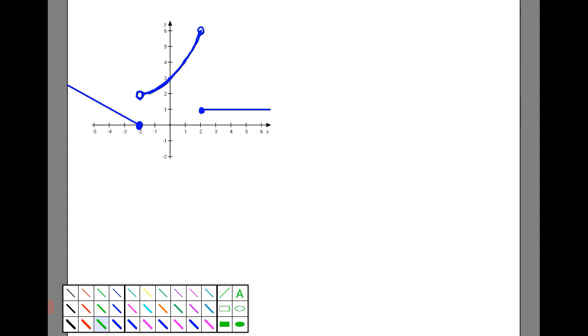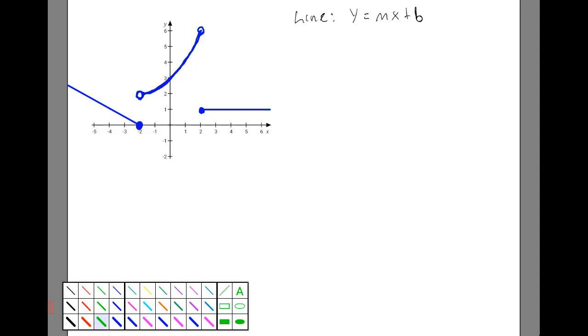So let's write that. For the line, we know that the general formula is y equals mx plus b, where m is the slope and b is the y-intercept. So let's find out those points. If you see in the graph, we can use this point and this other point. So let's find out the slope. The slope is the change in y over the change in x.